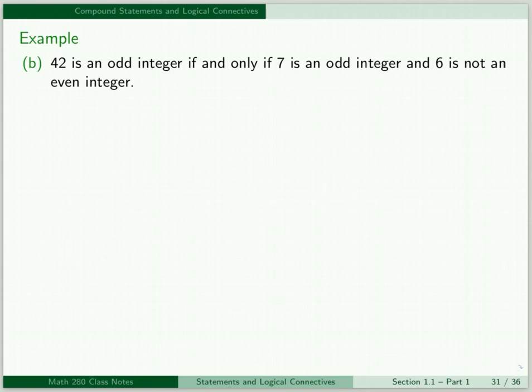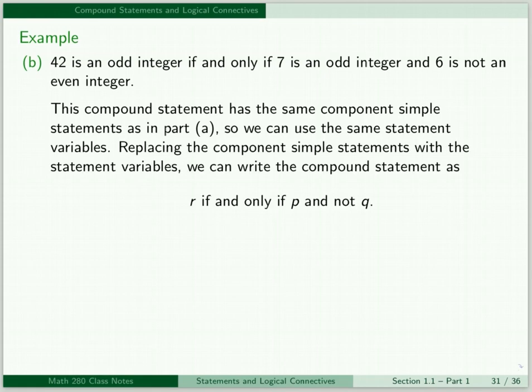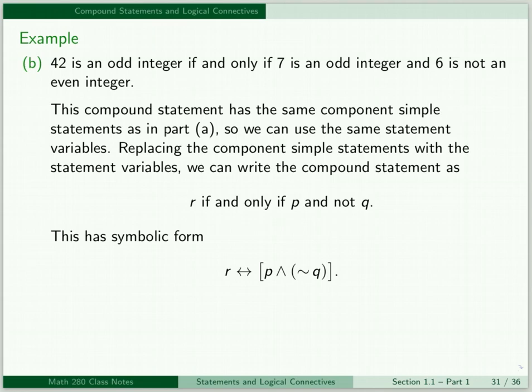For our next statement, we have 42 is an odd integer if and only if 7 is an odd integer and 6 is not an even integer. This compound statement has the same component simple statements as in part A, so we can use the same statement variables. Replacing the component simple statements with the statement variables, we can write the compound statement as R if and only if P and not Q. This has symbolic form R if and only if the quantity P and not Q.